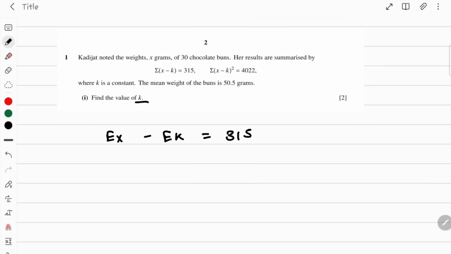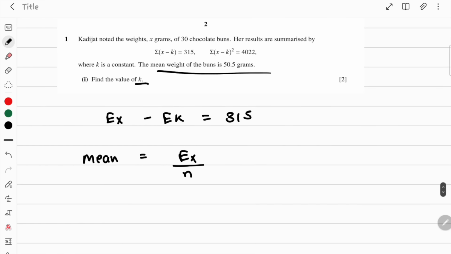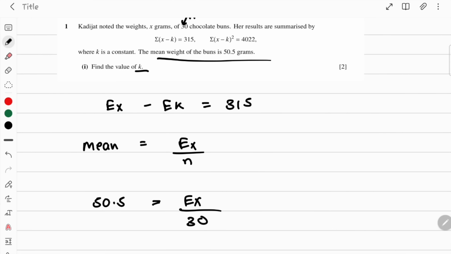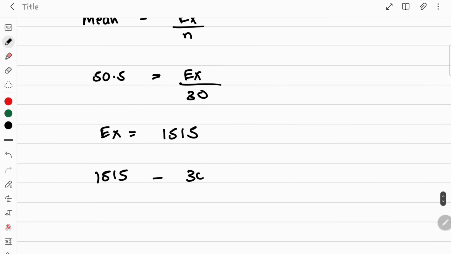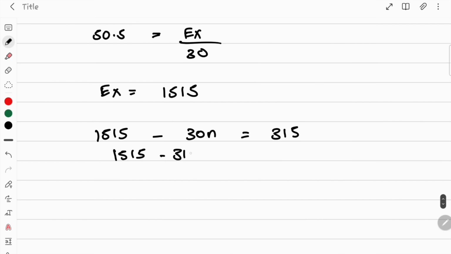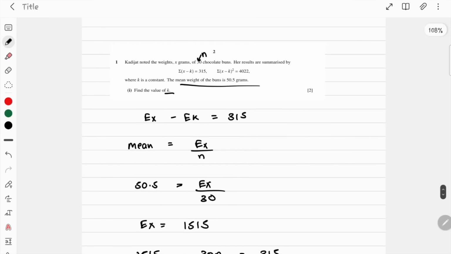In this case, we have to find the value of k. So you open the brackets and then with the mean and the total number, you can find Ex. So in this case, the value of Ex will be 1515. And then 1515 minus 30n is equal to 315. You can solve for n, and that is your value for k, which is 40.